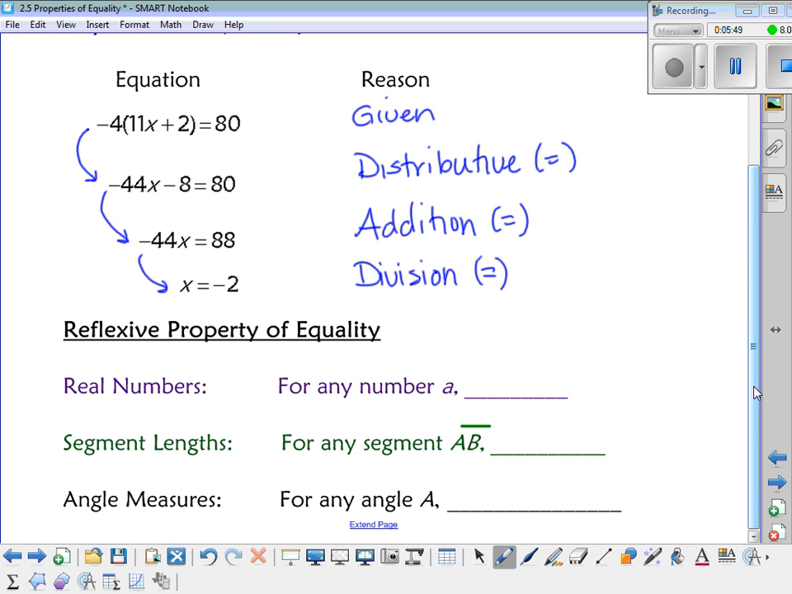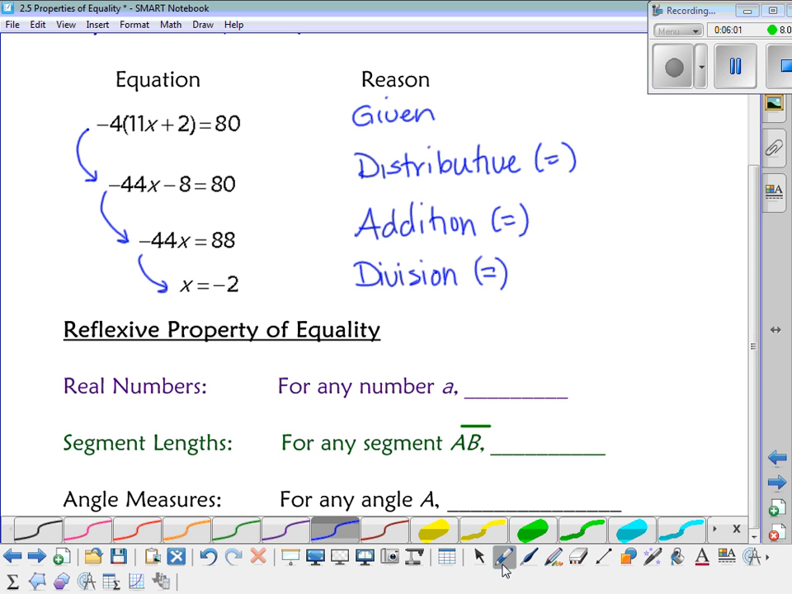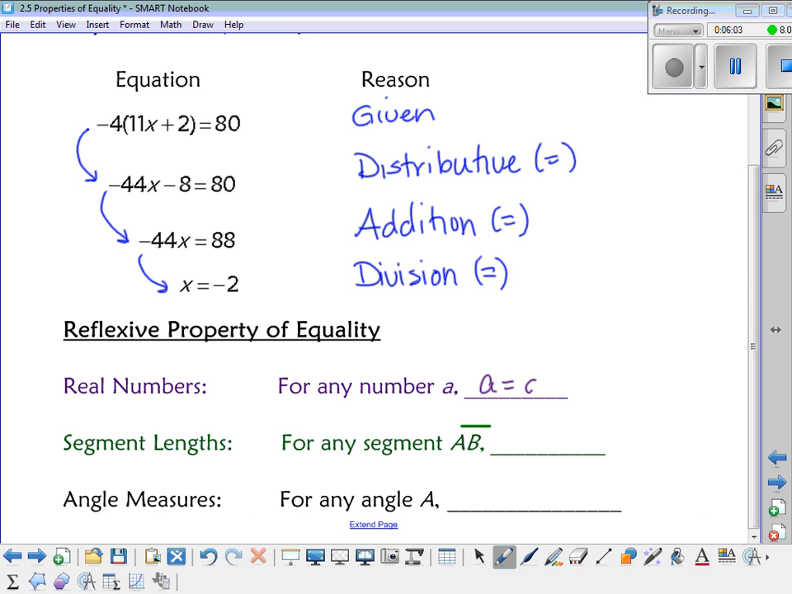All right, we also have some other properties that we're going to use in geometry, and the first one is the reflexive property of equality. So for real numbers, for any number a, I know that a is equal to a. And so in a sense, a is looking at itself in the mirror. So if you think of reflexive as kind of like reflection, that can hopefully help you remember that whenever you see something equal to itself, just think, oh, hey, it's looking at itself in the mirror, and that's the reflexive property.